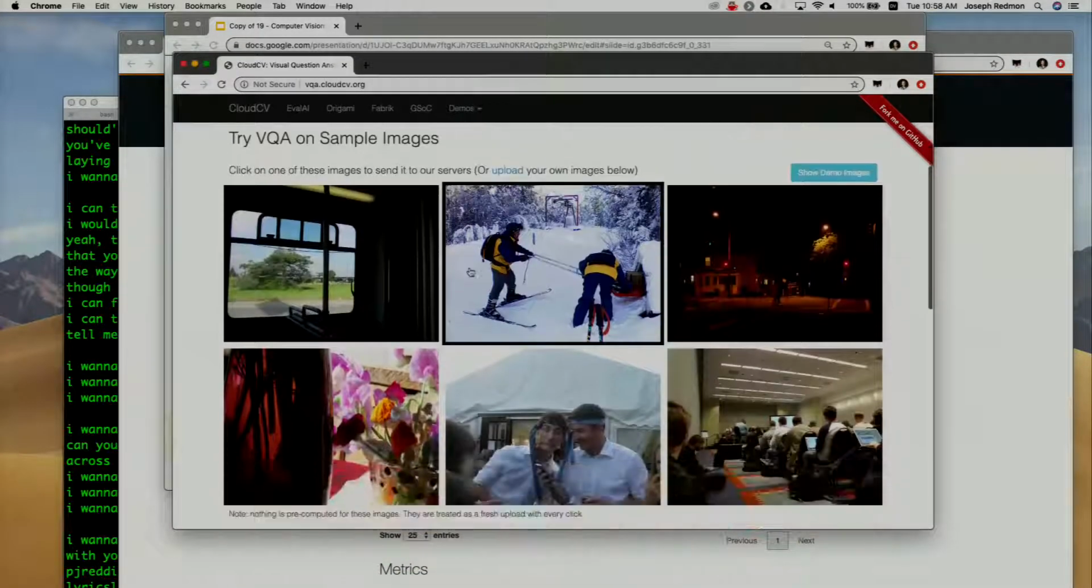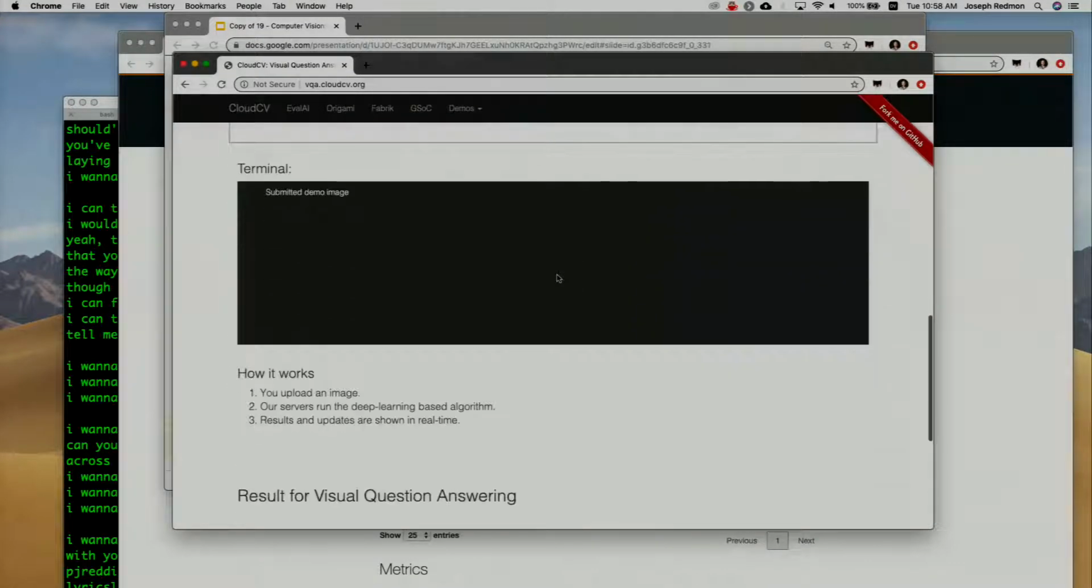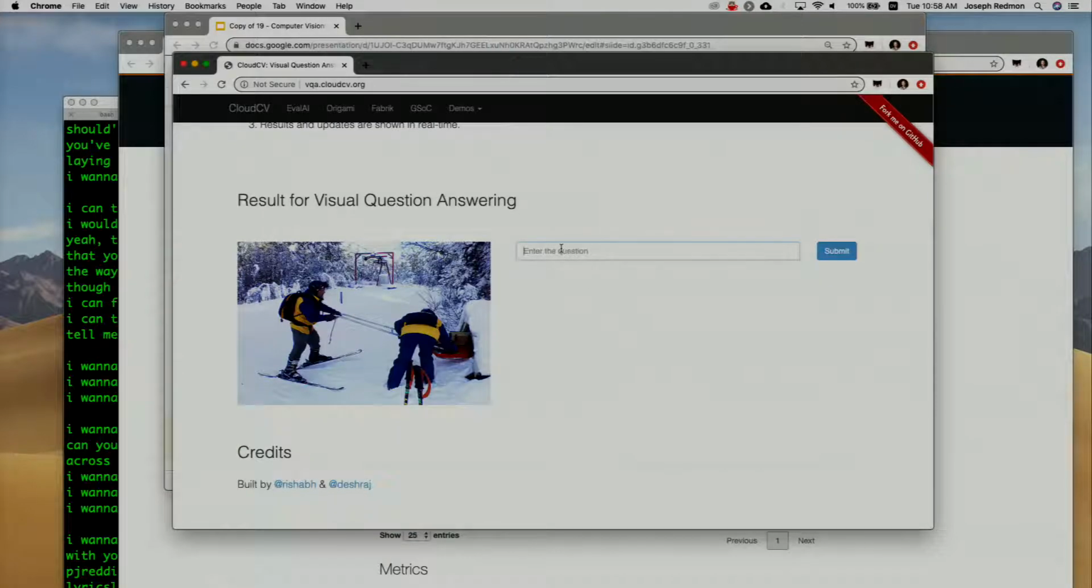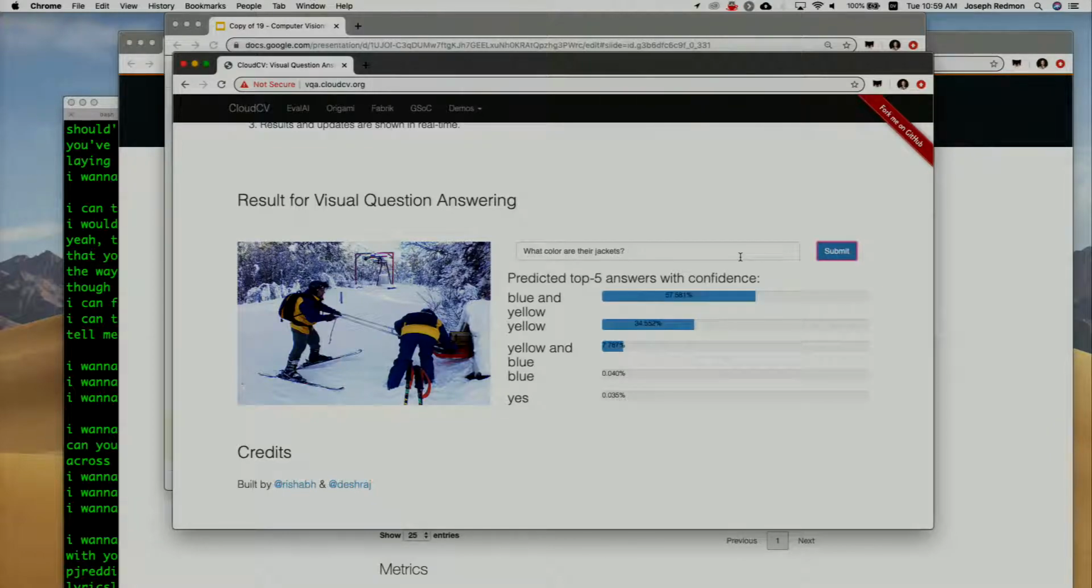So we can try out one of these example images, for example. If we're using this particular image, we can enter our question, which might be like, what are the people doing? And then it will do some processing, and it'll say they're skiing. It's very confident about that. What color are their jackets? Blue and yellow. That's pretty good. Yellow and blue is also a high confidence answer.